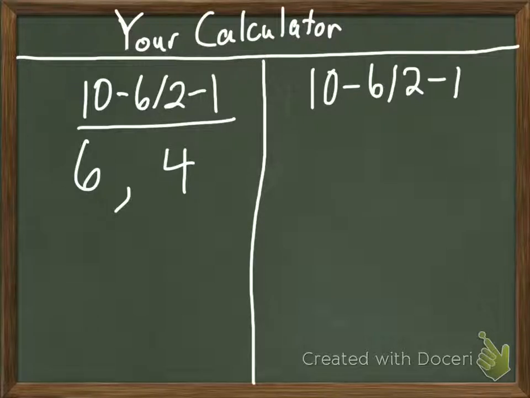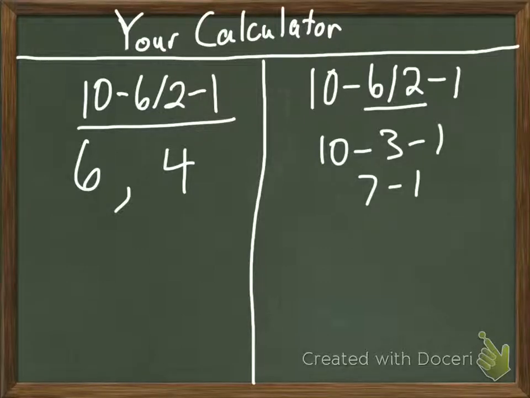So, over here, let's work it out. Doing order of operations, it looks like we're going to do division first. So we get 10 minus 3 minus 1. 10 minus 3 is 7. 7 minus 1 is 6.